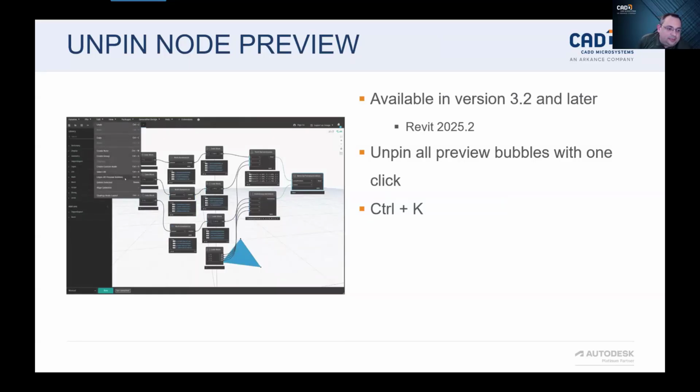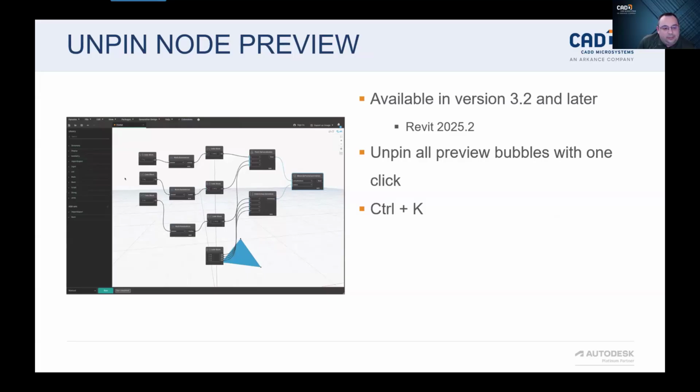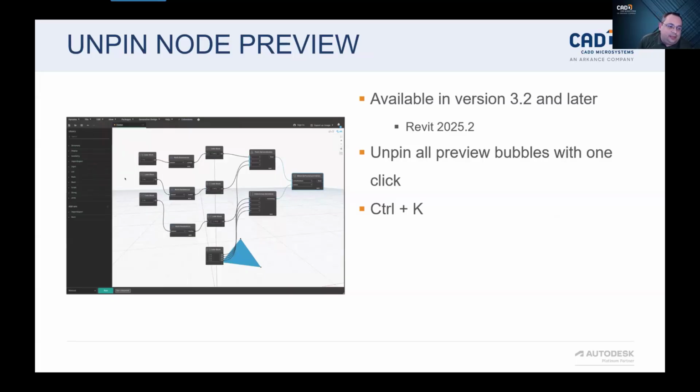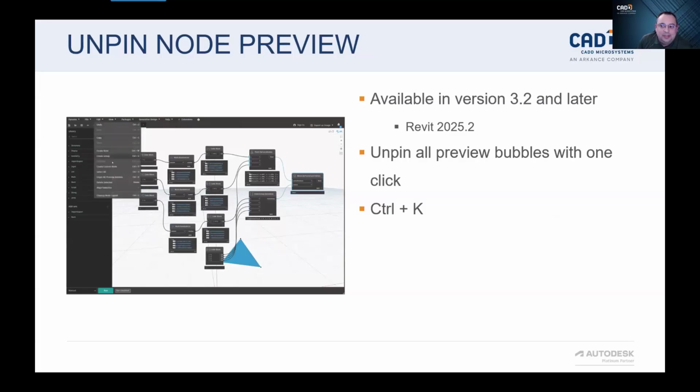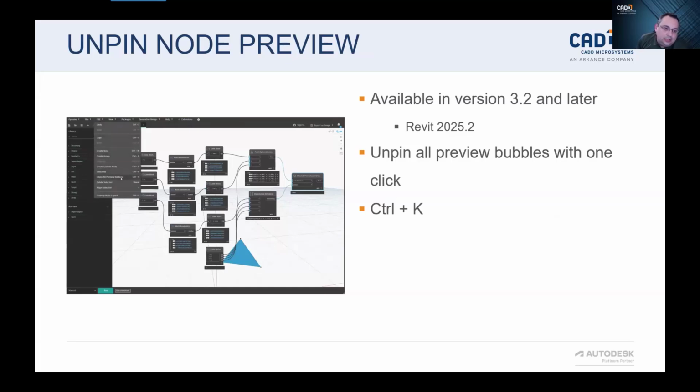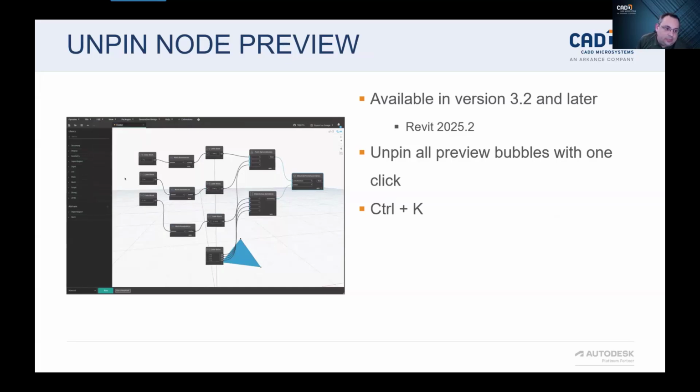We all love the pin preview. It's so much easier than creating a watch node every time, and we tend to have a whole bunch of them open at once. But when we're done and we're trying to clean everything up and make it readable and add our notes because we skipped that the first time, it's kind of annoying to sit there and close every one. They did add a shortcut key for this in 3.2, which is 25.2, and that is Control K.